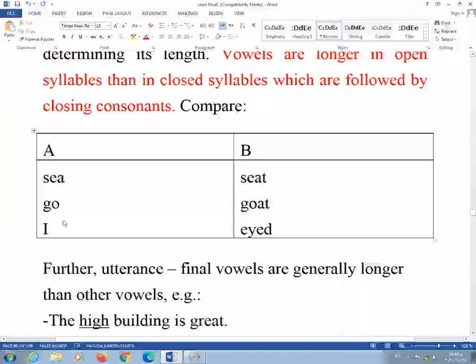Okay, go, open, goat, closed, and remember that it's also ending with a voiceless consonant. بيأثر كمان. I, okay, open, eyed, eyed, you know, eyed. This is what? This is a closed syllable. So the vowel is a little bit shorter, a little bit shorter. Okay.